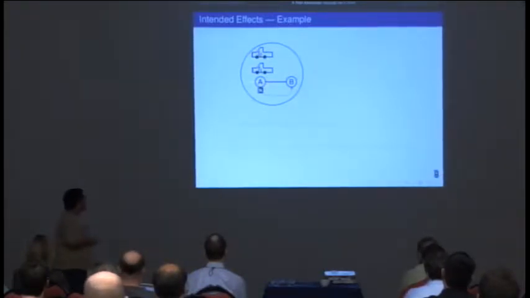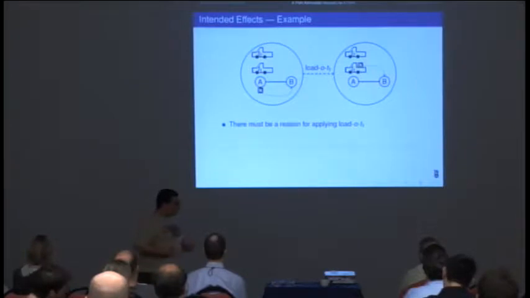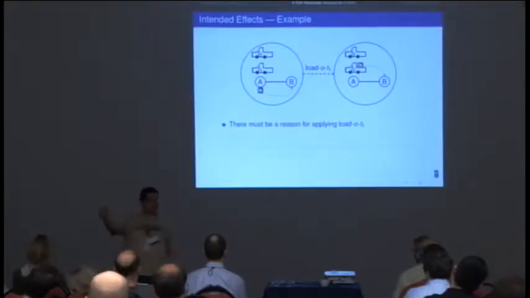We've got two locations, A and B, two trucks, T1 and T2, and some package O that needs to get to B. And then what we did was load the package onto truck 1. So we know that there must be a reason for applying that action. Or more formally, if this action is the beginning of an optimal solution, then there will be some action that needs it.